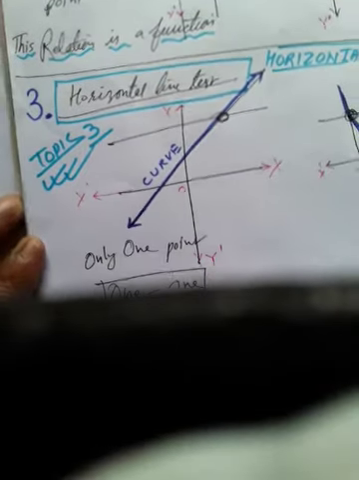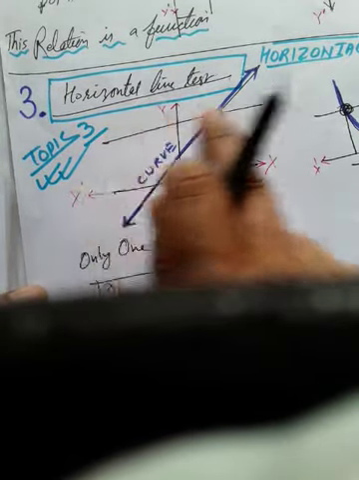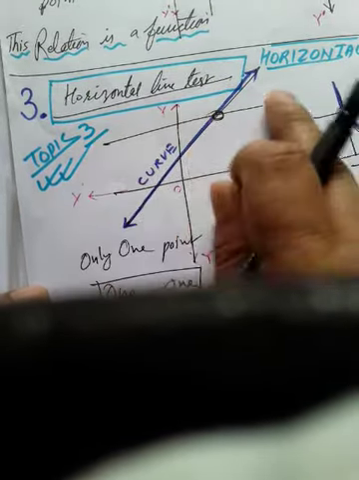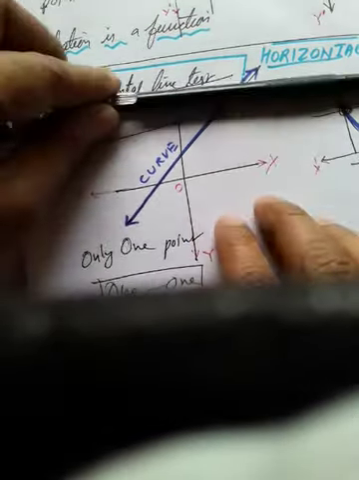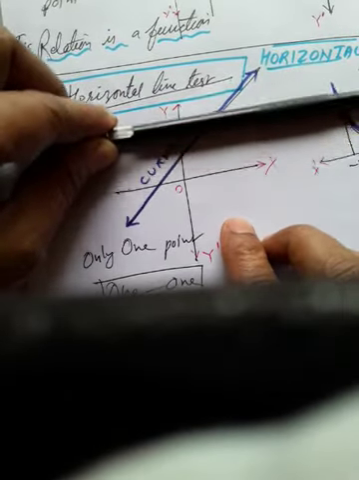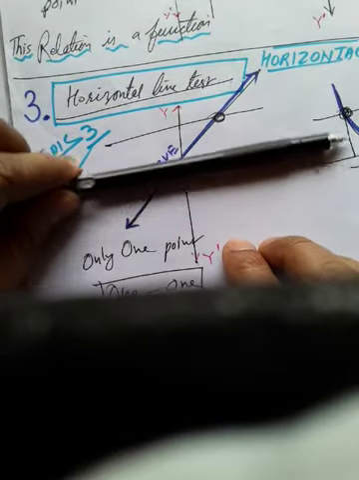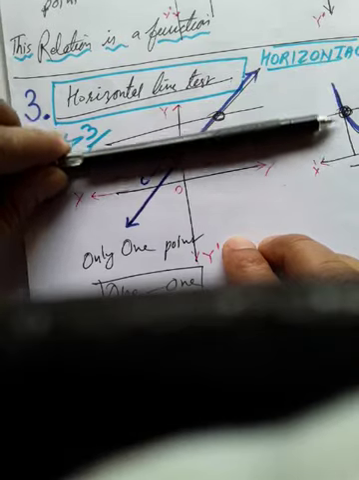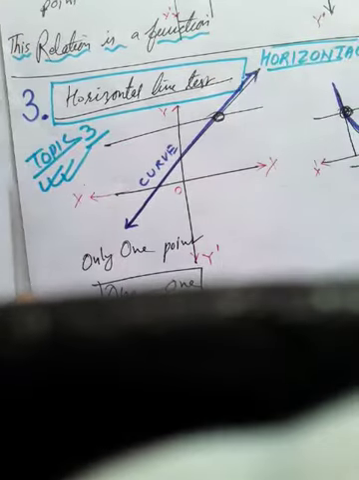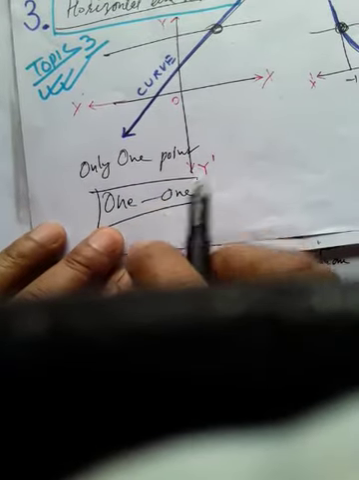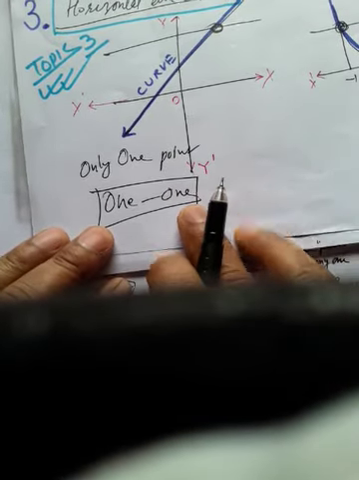In the horizontal line test, see this blue color curve, and this horizontal line we have taken is cutting this curve at only one point. Any horizontal line you take cannot cut more than one point. It is cutting the curve at only one point. And if it is cutting at only one point, then it is a one-one function.